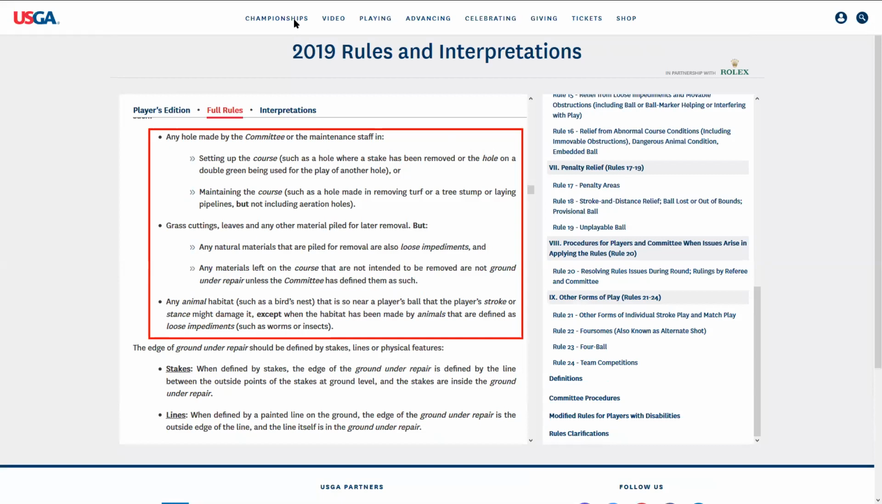So, if you have a bee's nest, is it ground under repair? The answer is no. Because a bee is an insect. At least I'm pretty sure it's an insect. So it's not ground under repair. Does that mean you don't get relief? No, it just means that when we're talking about 16.1 abnormal course conditions, you're not going to get relief. But we have a special new rule, 16.2, dangerous animal condition. And as long as the bees are somewhat threatening, you're going to get relief. Are there any that aren't? If I'm the rules official and the guy says this is a bee's nest, I'm not going to test it to see if he's right.